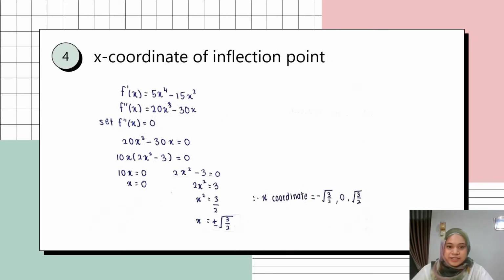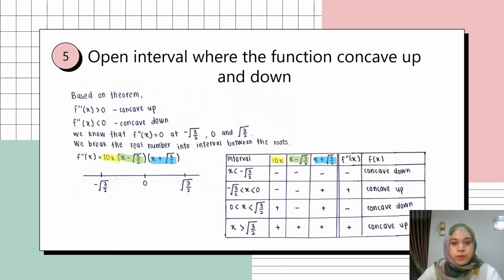To get the x-coordinates of the inflection points, we need the second derivative of the function, and we will get 20x to the power of 3 minus 30x. Then we set the second derivative equal to 0 and factorize it as usual, and we will get x equals negative square root of 3 over 2, 0, and square root of 3 over 2.